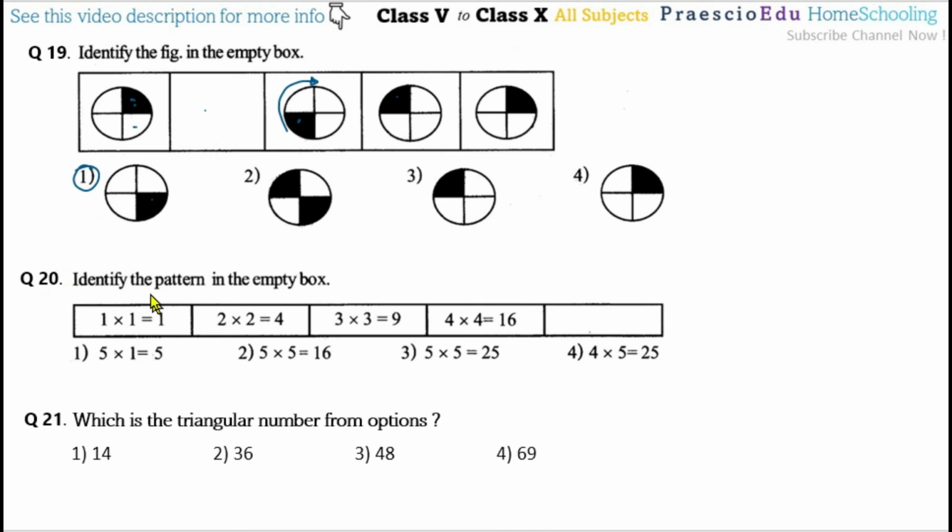Question number 20, identify the pattern in the empty box. So 1 multiplied by 1 is equal to 1. 2 multiplied by 2 is 4. 3 multiplied by 3 is 9. 4 multiplied by 4 is 16. So like this, 5 multiplied by 5 is 25, and this is given in option number 3. Now question number 21, which is the triangular number from the options? So in this one, option number 2, 36, is a triangular number.